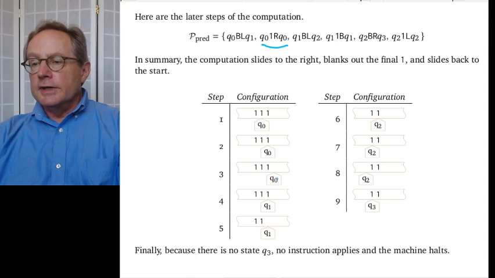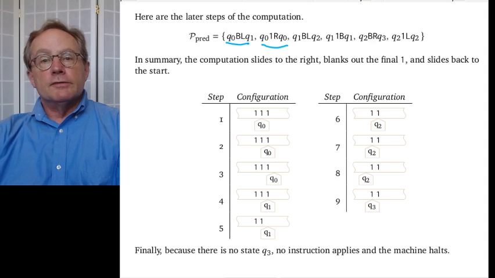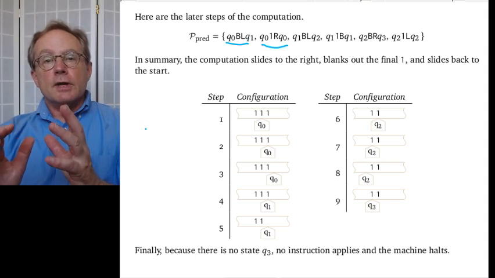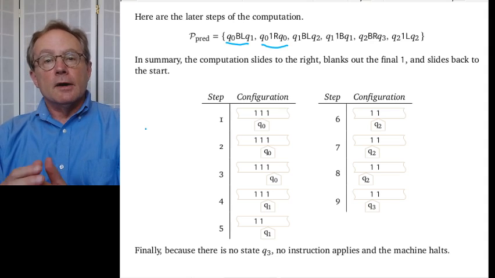But now something different has happened. Now we're in state 0 and we're pointing to a blank. So a new instruction applies. In state 0, pointing to a blank, move to the left and put yourself in state Q1. So again, it has this very low level, assembly language feel to it. It feels like you are doing a mechanical computation.